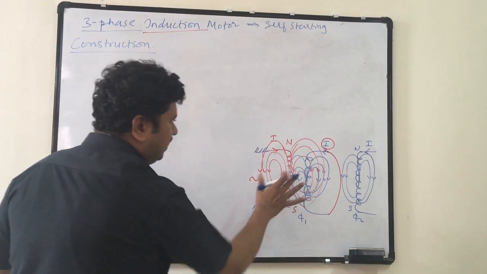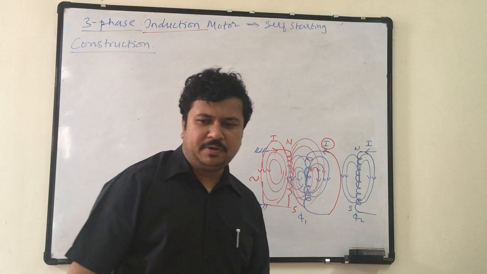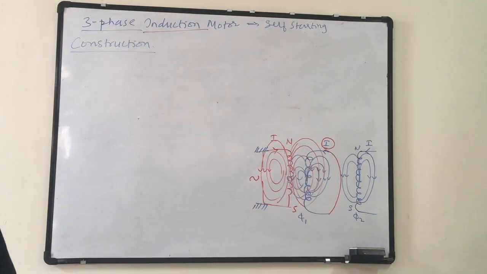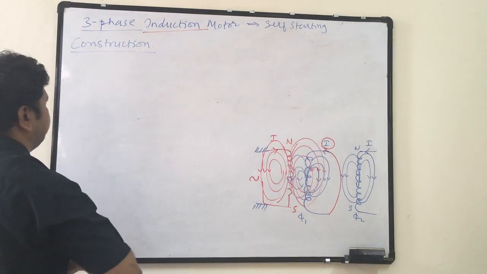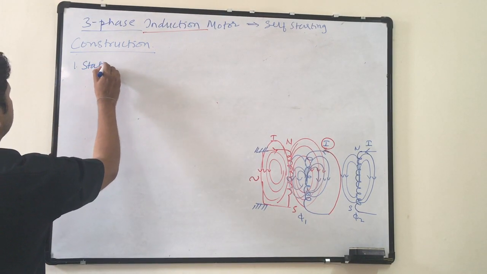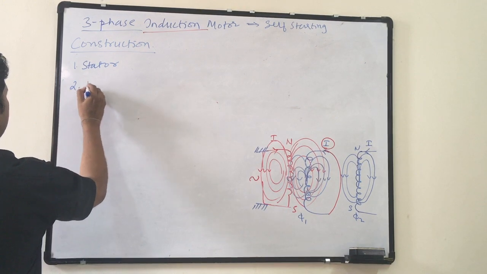So it is very much clear from this point that one part of the motor should be stationary, one part of the motor should be rotating. So definitely I will be having a stator and a rotor. In the construction, main parts are stator, second is rotor.